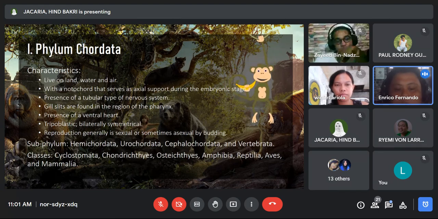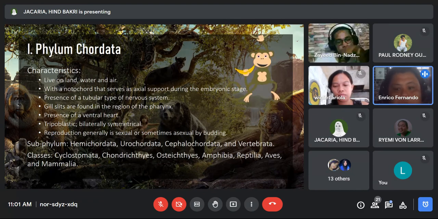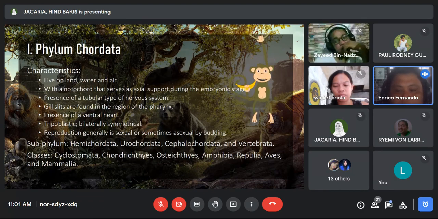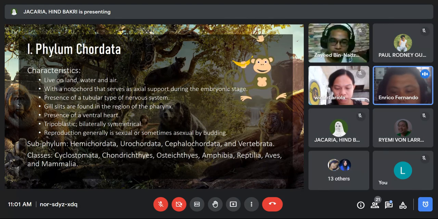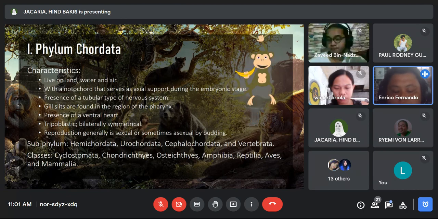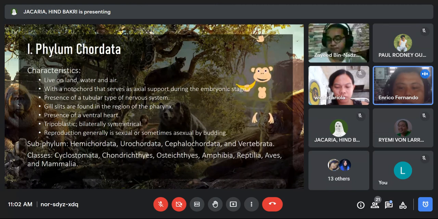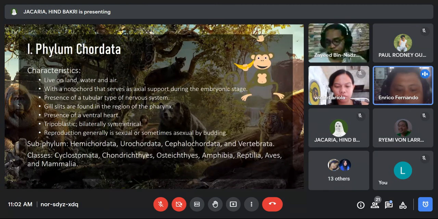The second one is the Urochordata. Yung Urochordata is nagko-comprise siya ng mga tunicates. Yung example nito ay yung mga sea peaches pati yung mga golden stars. The third one is the Cephalochordata, which are Amphioxus. Yung Amphioxus yung parang matulis siya. Yung parang both ends ng body niya is matulis.